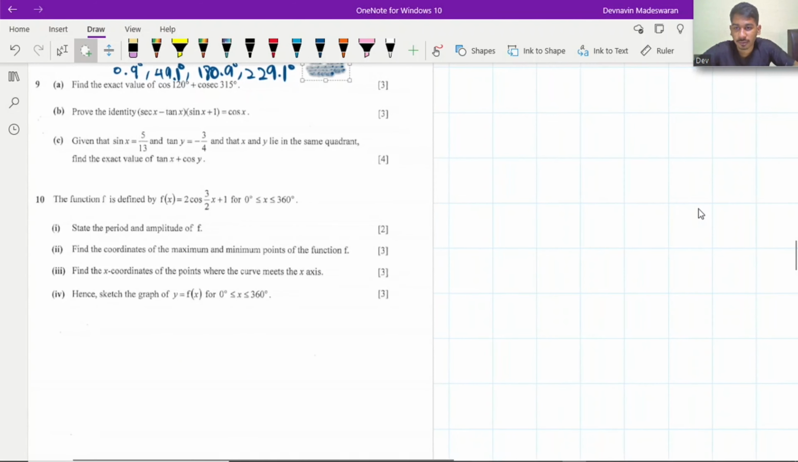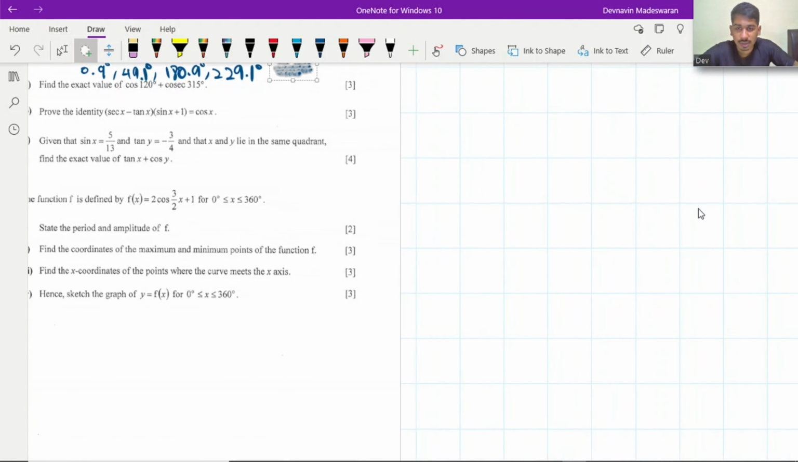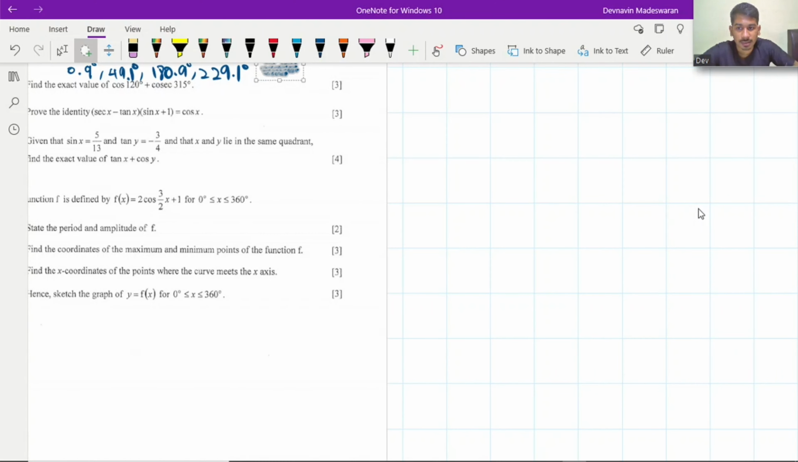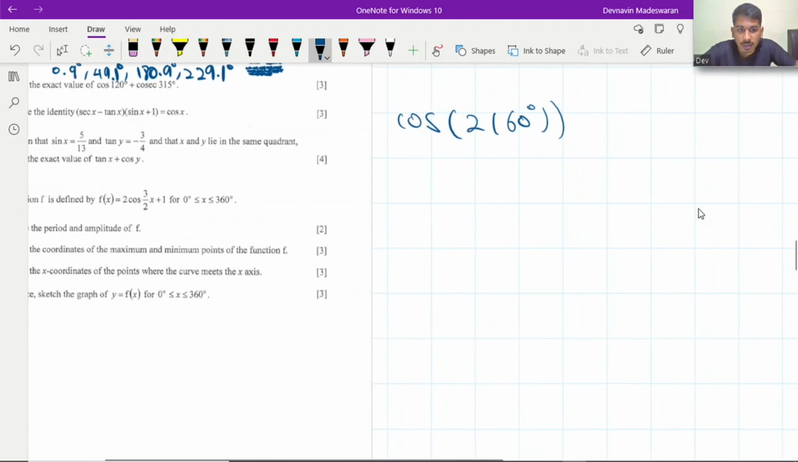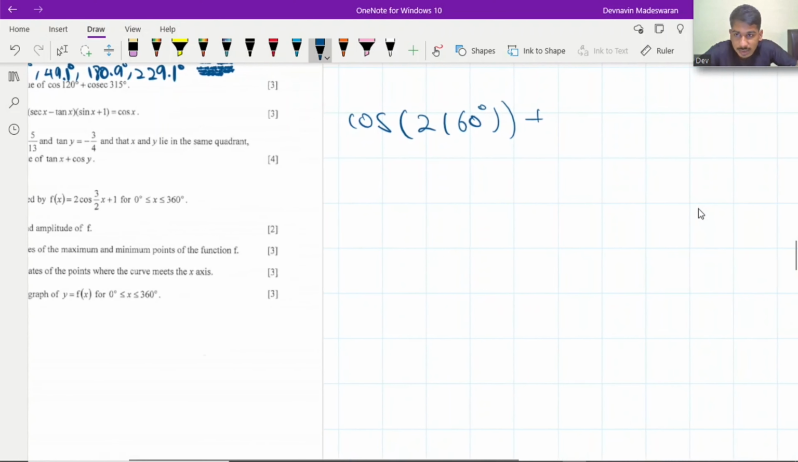Find the exact value of cos 120 degrees plus cosecant 315. I need to use sum of angles, or double angle. I mean, yeah, sum is fine. Cos 120 is 60 plus 60, which is 2 times 60 degrees. And then 315 is 360 minus 45. Yeah, it's 45 degrees. So it's plus cosecant of that.